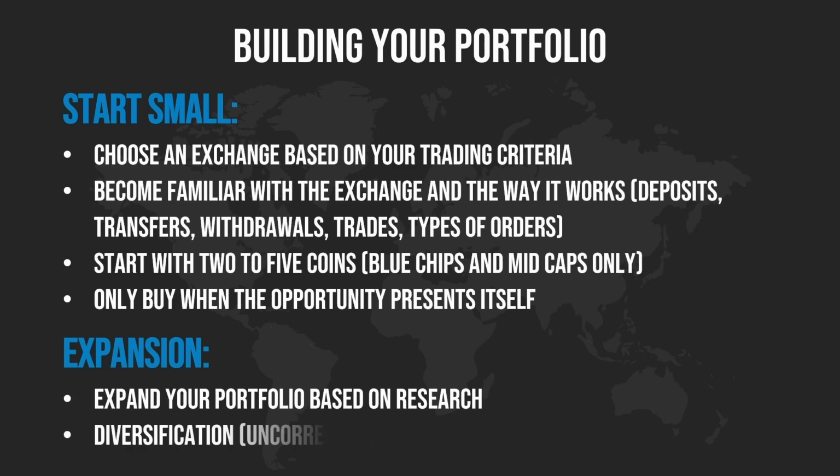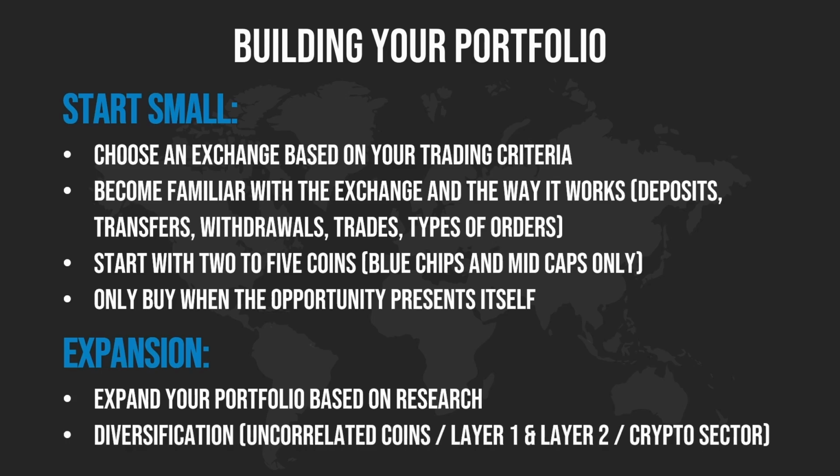That's not the way to go, all right? Also, diversification. Uncorrelated coins, layer 1, layer 2, crypto sector, depending on which crypto sector the coin is in. You want to diversify what you're getting into your actual portfolio. So if you have all layer 1s, get some layer 2s. If every coin that you have always moves up, right, on the day that Bitcoin moves up, get some coins that move up when Bitcoin moves down.